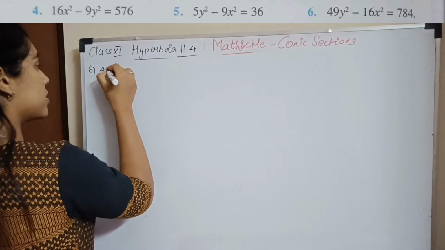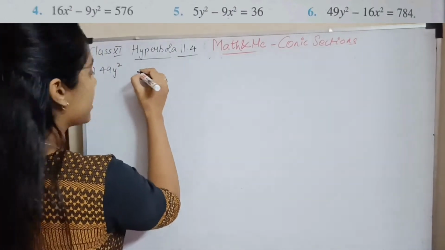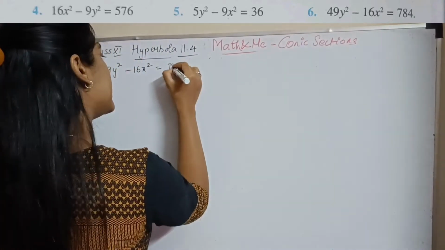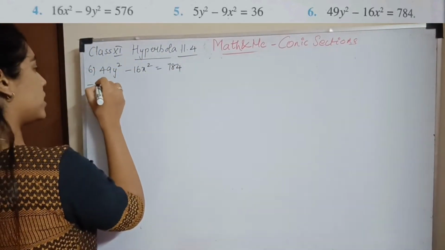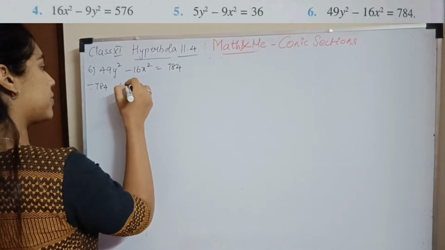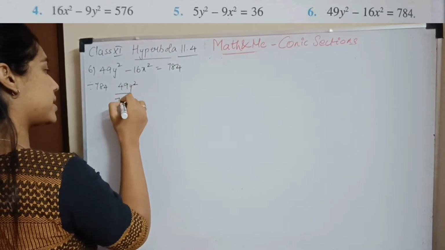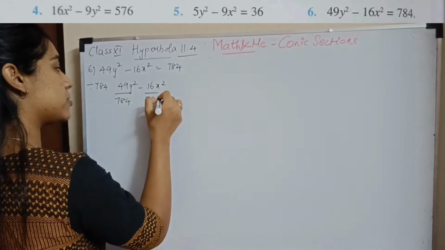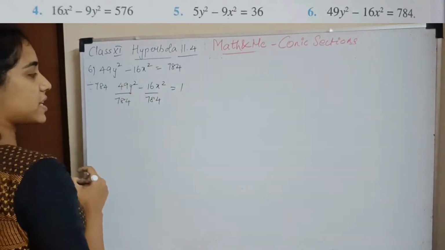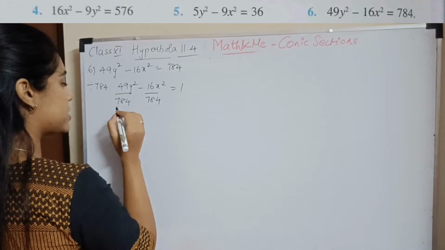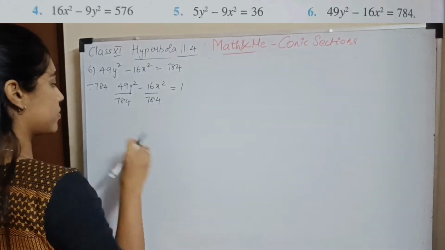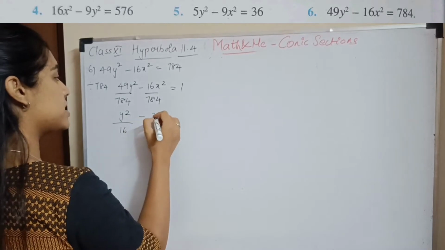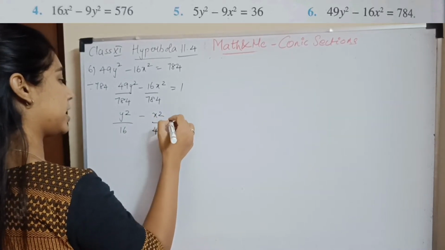Question number 6. 49y square minus 16x square equals 784. So when I divide the whole equation by 784, I'm left with 49y square divided by 784 minus 16x square divided by 784 equals 1. 49 by 784 is 16. So y square divided by 16 minus x square divided by 49 equals 1.